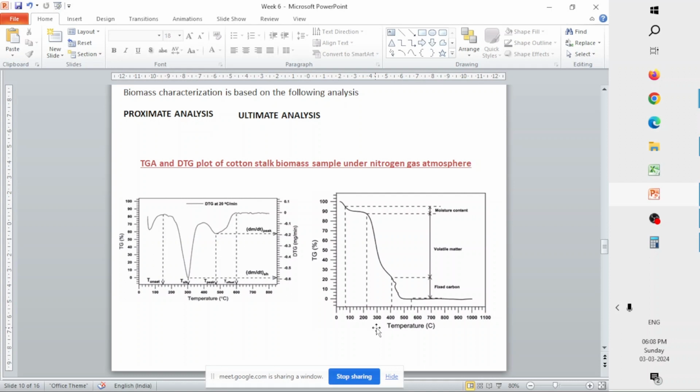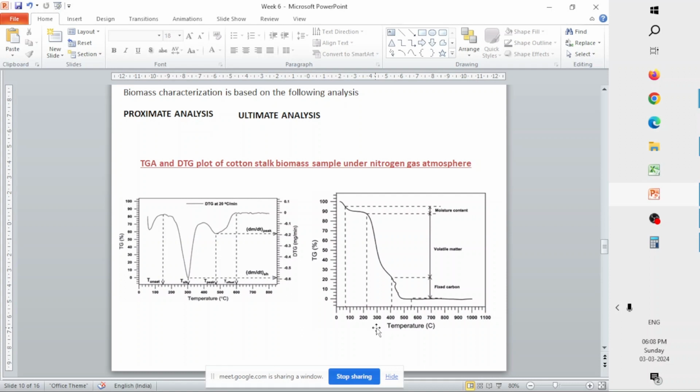So you have a TGA machine, and then you load your sample. This technique usually uses a mass between 5 milligrams to 15 milligrams of sample, a very little amount of sample, and then you keep it in a pan and then you heat the sample.